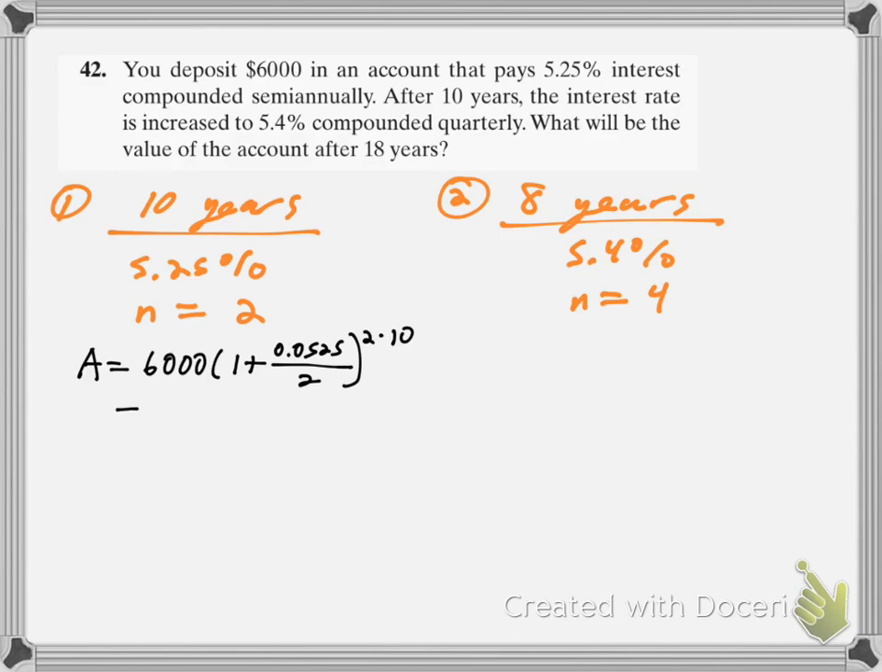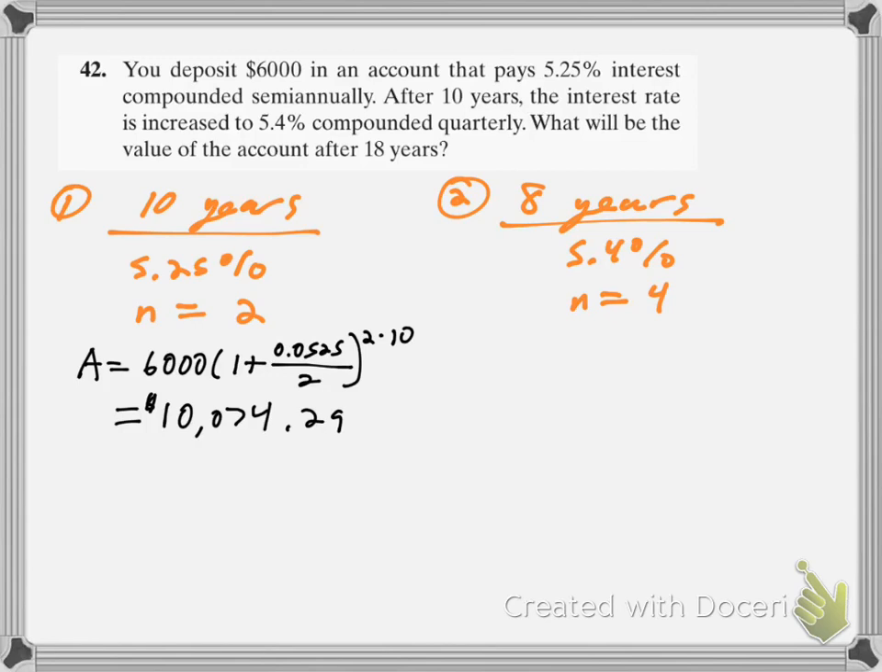So let's find what that is in my calculator. Just quick punch that in. 6,000 times 1 plus 0.0525 divided by 2 raised to the 20th. $10,074 and 29 cents is what I'm going to have. Okay? So that's the new value of the account after 10 years.